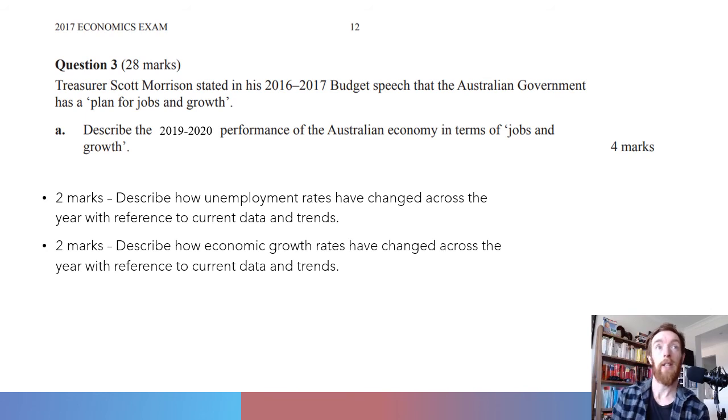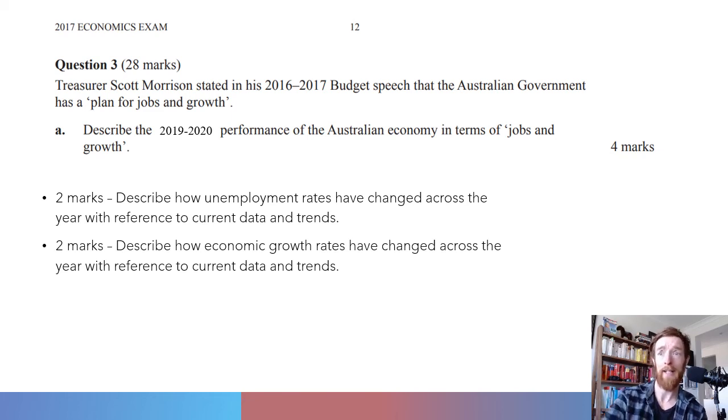Then the last one we're going to look at is from 2017, question 3A. Treasurer Scott Morrison stated in the 2016-2017 budget speech that the Australian government has a plan for jobs and growth. And not much has changed, because he still has to talk about that. So we're going to update it to 2019-2020. Describe the 2019-2020 performance of the Australian economy in terms of jobs and growth.